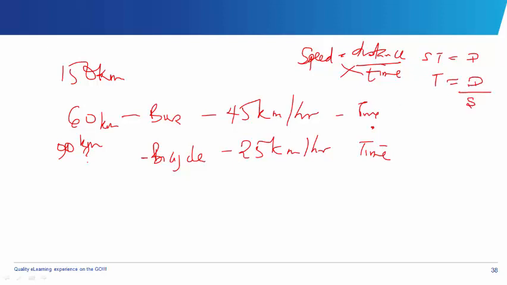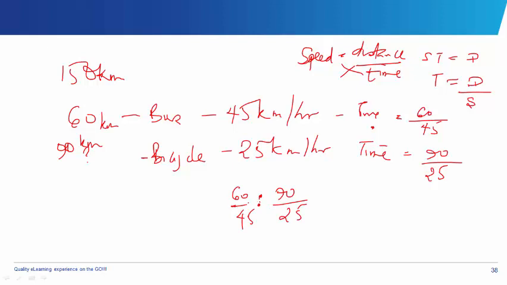So to get the time here will be distance 60 all over 45, and the time here will be 90 over 25. So the ratio of the times will be 60 over 45 is to 90 over 25. This should have been our final answer, but we can't leave it this way.